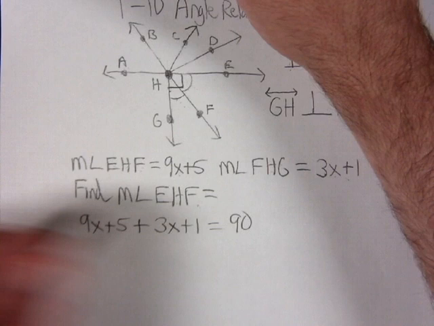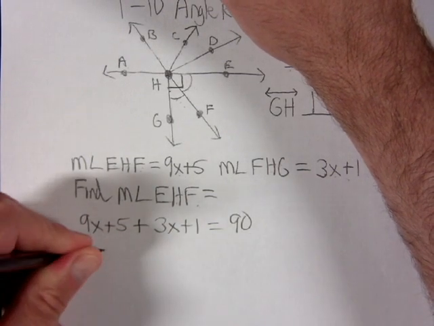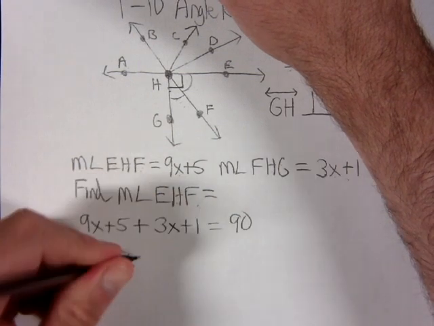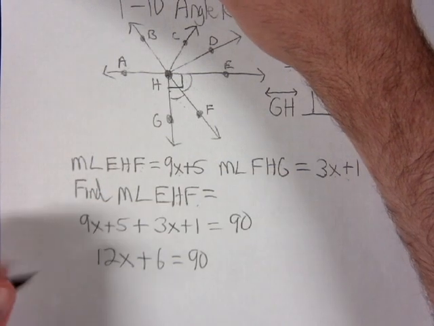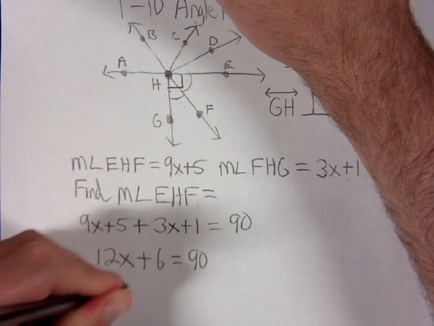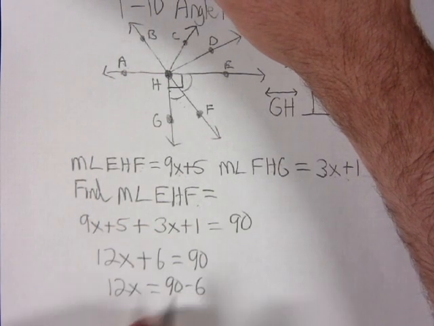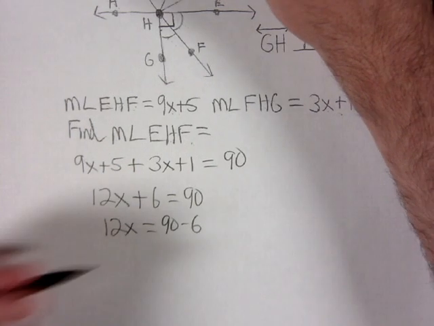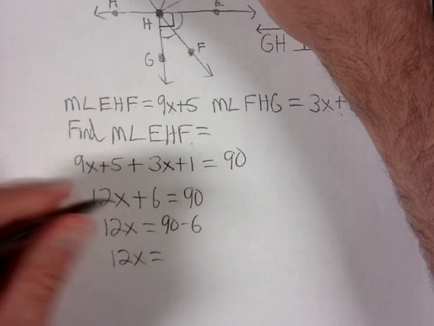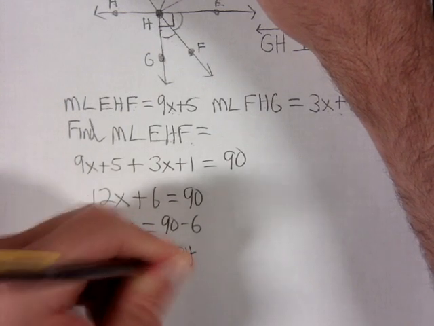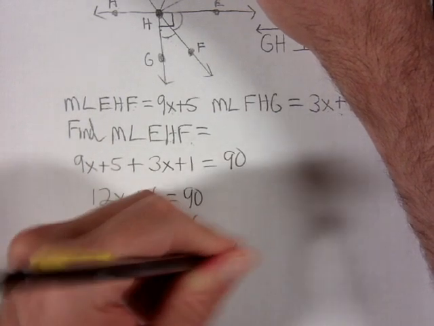So all the x's are already on the same side. I just need to combine them together. 9x plus 3x will give me 12x. 5 plus 1 will make 6. Equals 90. I can move the 6 to the other side. 12x equals 90 minus 6. Remember, when it goes across, it's got to change sign. That's what we've been working on during pretty much this whole unit. So 12x is equal to 84. And I'm ready now to divide it by 12. And then that'll leave me with x is equal to 7.